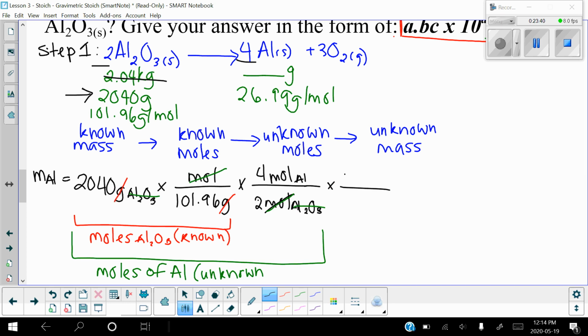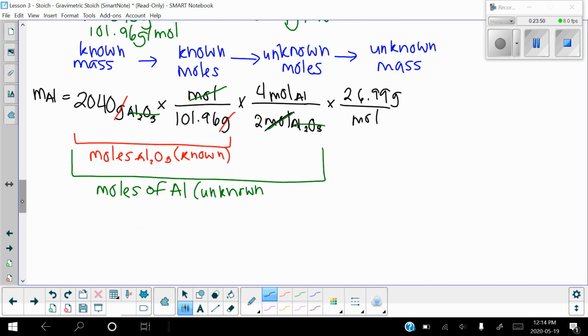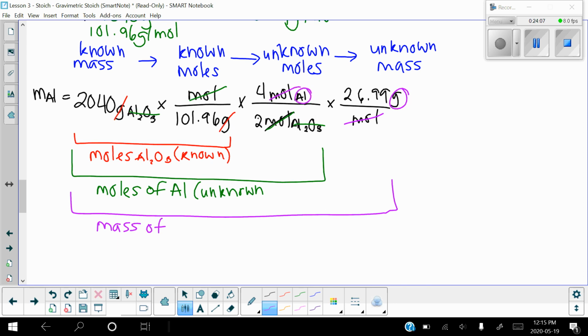So I'm going to go 26.99 grams per mole. Okay, let's see what crosses out. Moles cancels out with moles, and I'm left with grams of aluminum. So now from here to here, I have mass of aluminum, which is my unknown.